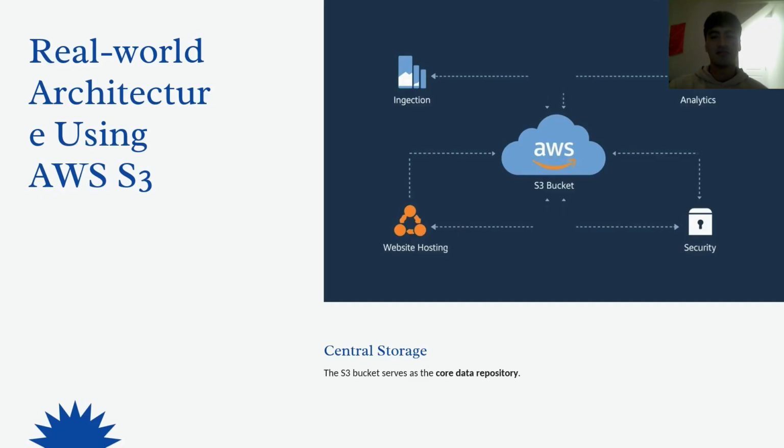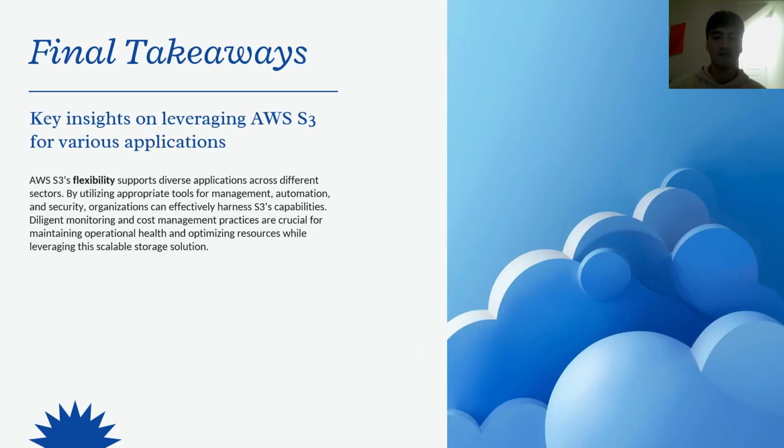Let's imagine a simple real-world architecture. A company stores user content like images and videos in S3. Backups are automatically saved daily. Static website files are hosted directly in a bucket. Older files are moved to Glacier using lifecycle policies, and everything is protected with encryption and IAM controls. This example shows how S3 can serve as the central storage layer for an entire application.